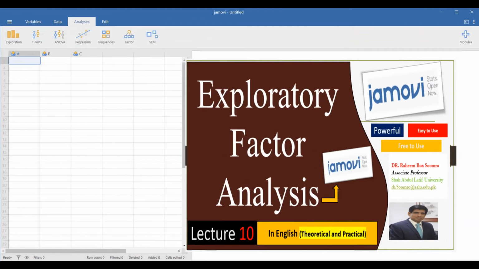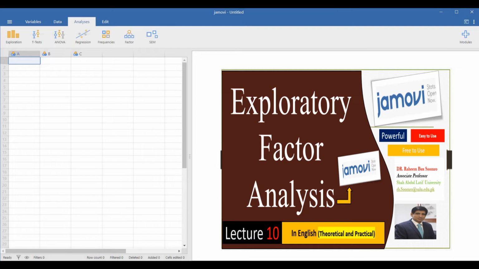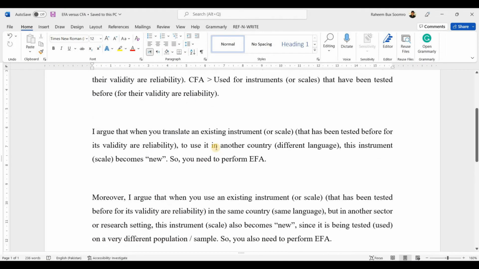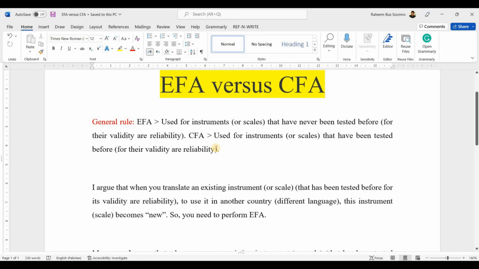If you find the time, you can also watch this one, and then this document would help us. EFA versus CFA. General rule: EFA is used for instrument scales that have never been tested. And CFA you can use for scales that have been tested, where you just want to check their validity and reliability. So when we apply the CFA, basically we are checking two things: validity and reliability.